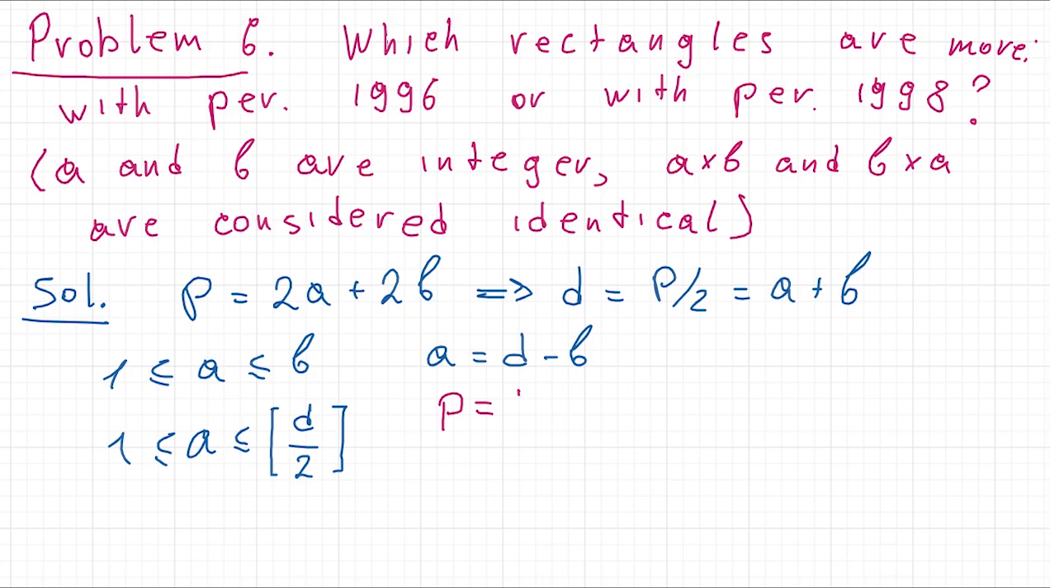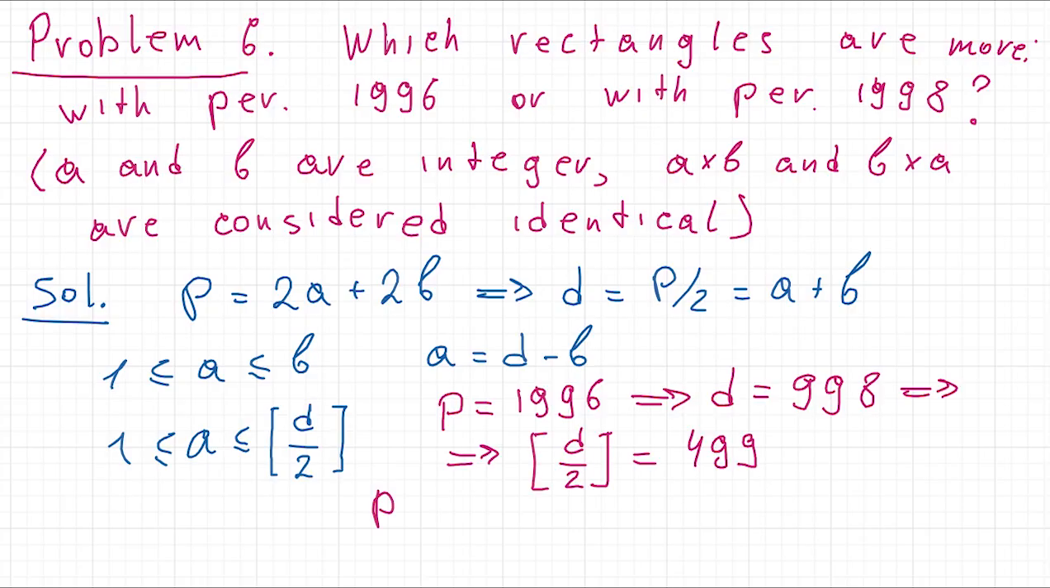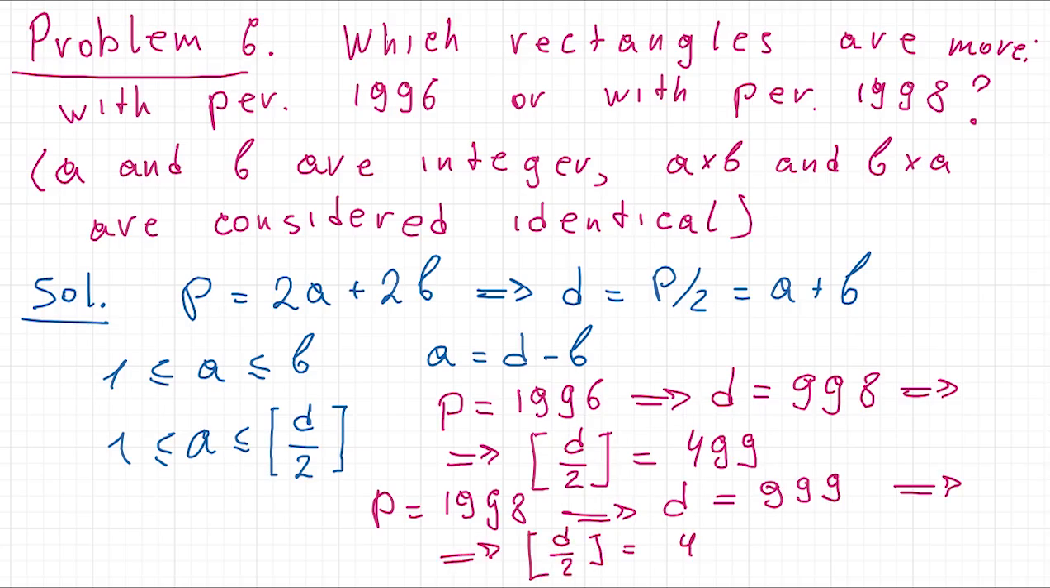For P equal to 1996, we have D equal to 998. The number of rectangles is 998 divided by 2, that is 499. For P equal to 1998, we have D equal to 999. The number of rectangles is 999 divided by 2, rounded down, that is 499. Thus, the two sets contain the same number of rectangles. That's the answer.